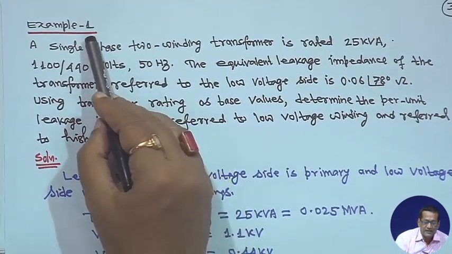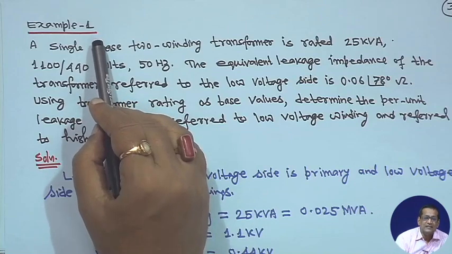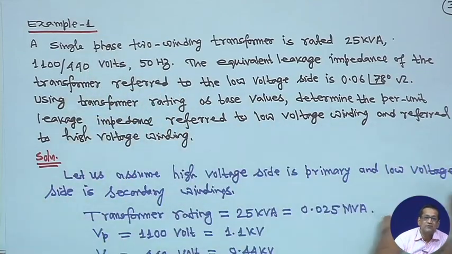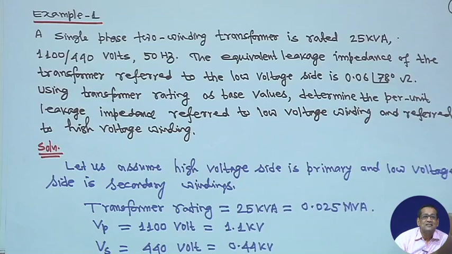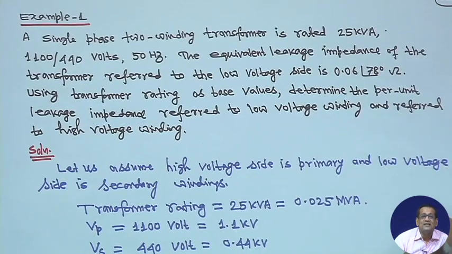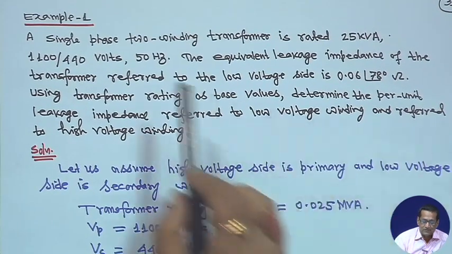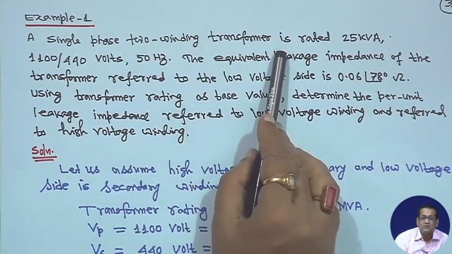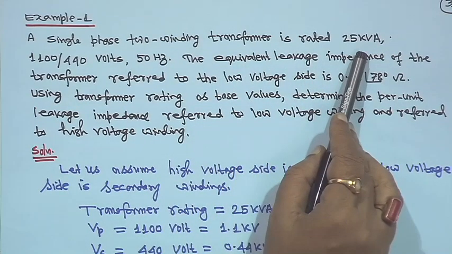Next we will take one example, first example. We will take a few examples of different types, such that all the ideas will be clear, right. So, the first one is a single phase 2 winding transformer rated 25 kVA.